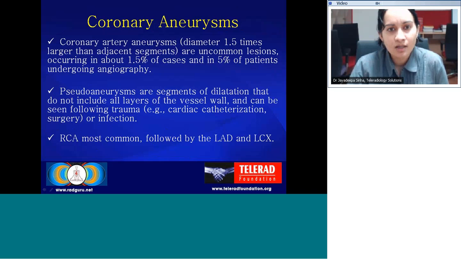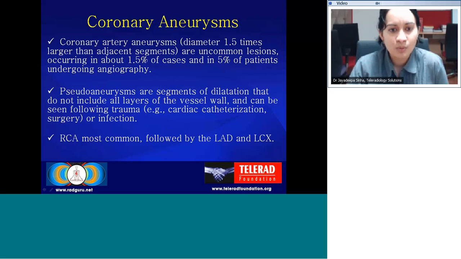Coming to definition of coronary aneurysm, coronary artery aneurysms are typically defined as diameter of more than 1.5 times larger than the adjacent segments. These are fairly uncommon lesions occurring in about 1.5% of the cases and in 5% of patients who have undergone angiography. So in patients who have undergone angiography or some kind of cardiac catheterization, they typically tend to be pseudoaneurysms with segments of dilatation that do not include all layers of the vessel wall.